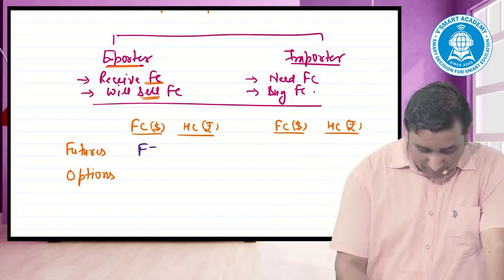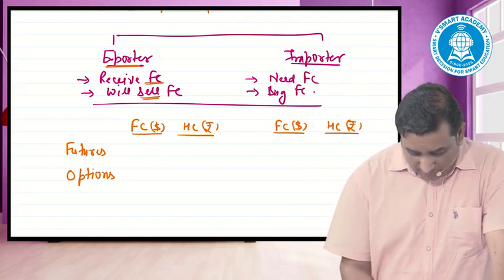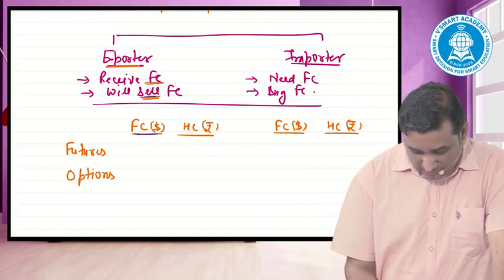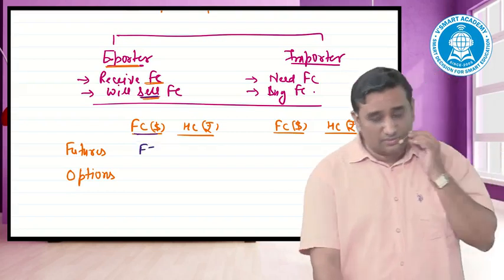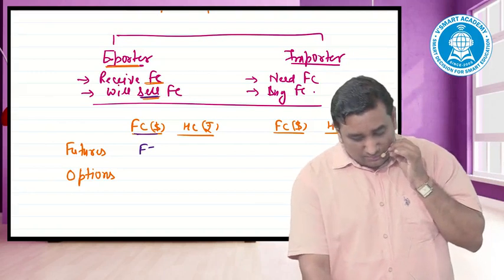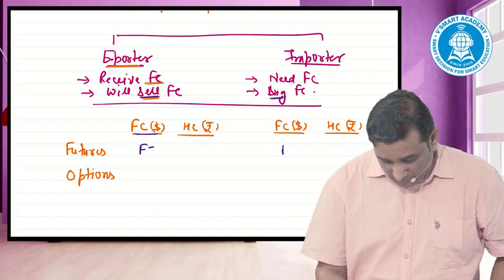Futures: the basic nomenclature of the exporter is to receive foreign currency, and once he receives foreign currency, his objective is to sell foreign currency. Selling is contracted as F minus. The importer's basic nomenclature is to buy what? Foreign currency. Buying of foreign currency would be F plus.